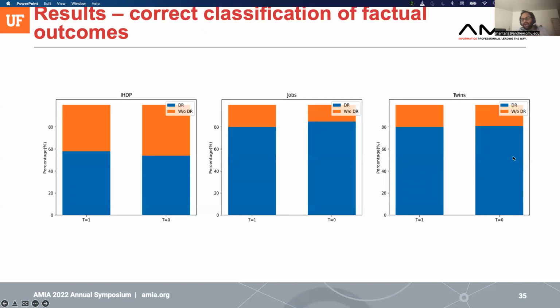We also tried to estimate the marginalized factual outcomes for t equals 0 and t equals 1. And in all the data sets, we can see that Dr. VIDAL with the doubly robust loss performs better than its non-doubly robust variant. We can clearly see this from this blue bar for jobs, for twins, and for IHDP.